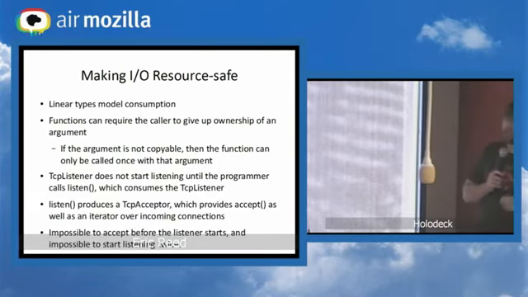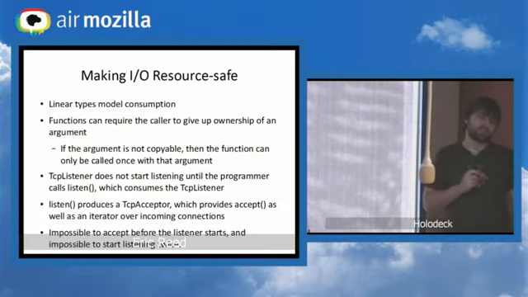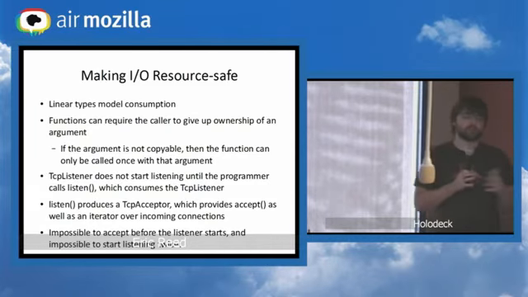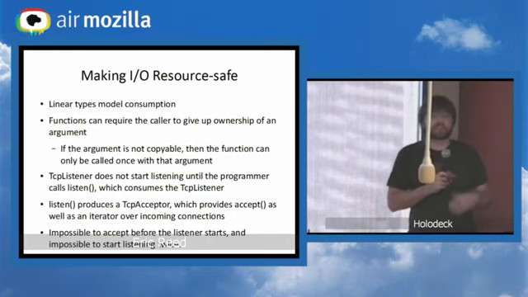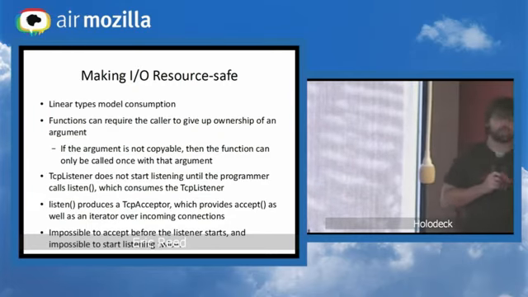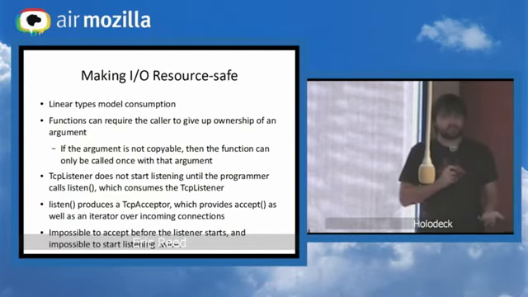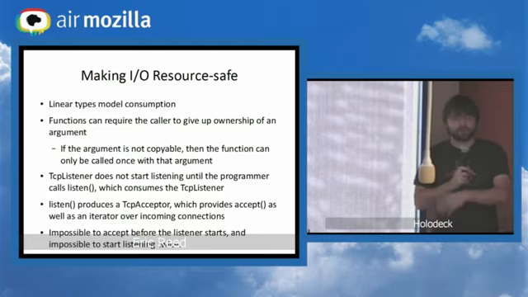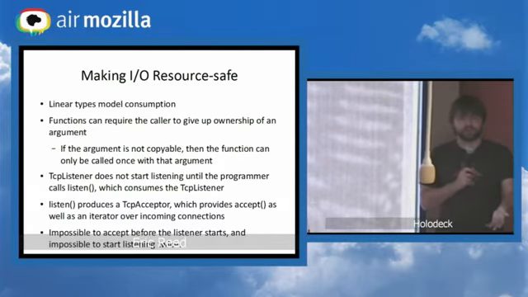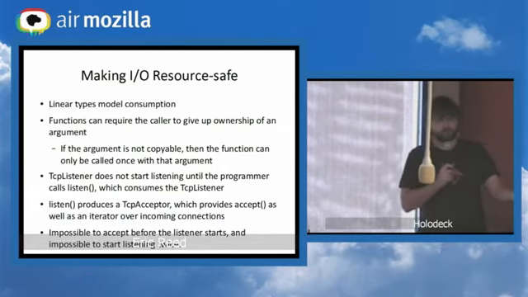So for example, if the argument's not copyable... if it's copyable, like an integer is copyable if it's on the stack, then you can make as many copies as you want and call the function as many times as you want. But if it's not copyable, like say a unique pointer, obviously a unique pointer is not copyable because otherwise it wouldn't be unique. So if you call a function that takes a unique pointer, you lose that pointer, and now the function has it. You can't call the function again because you don't have a unique pointer anymore.